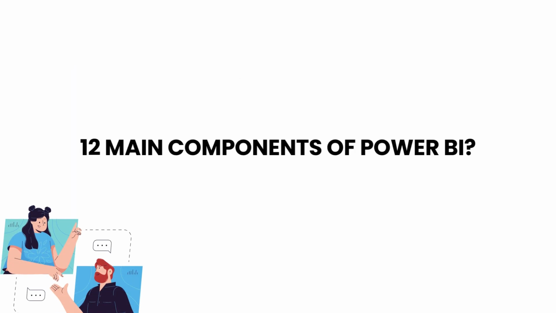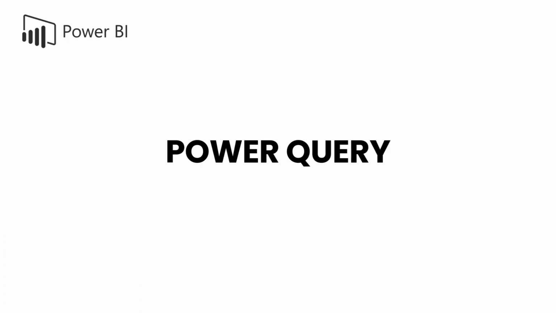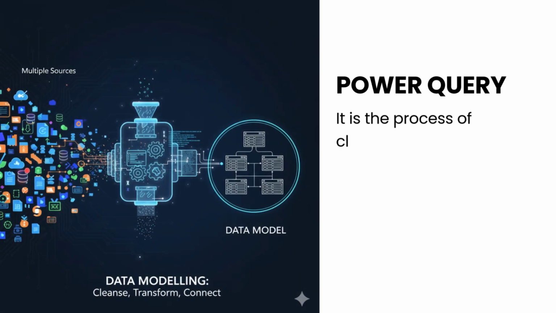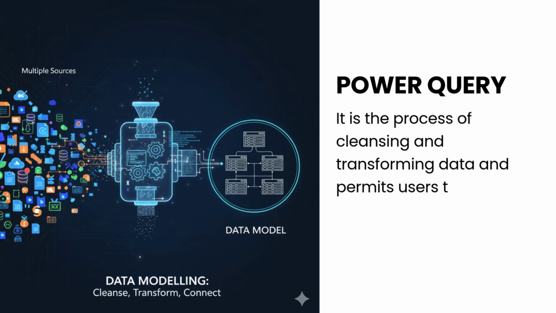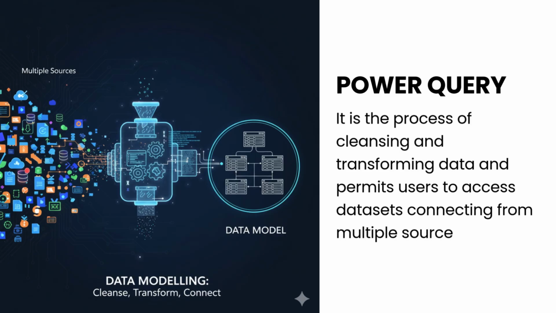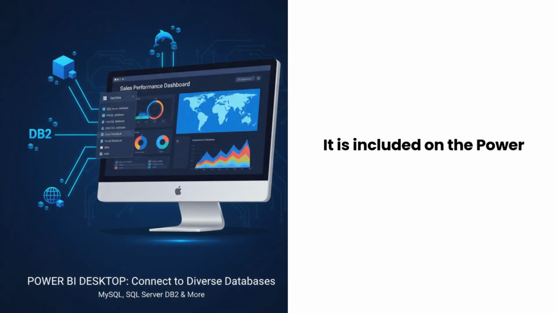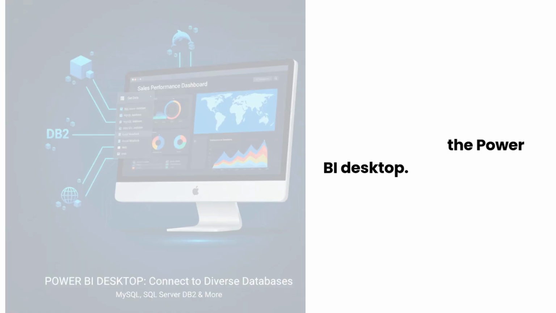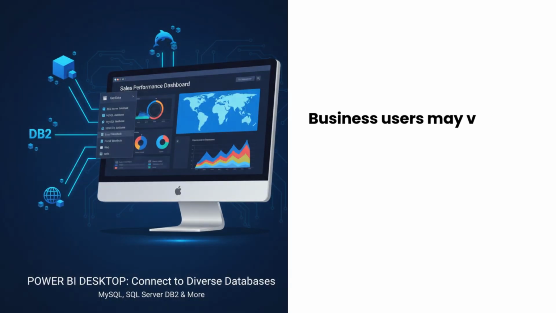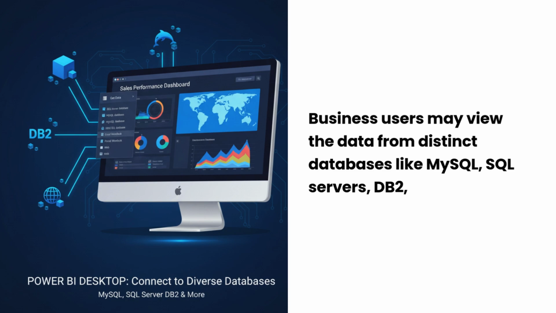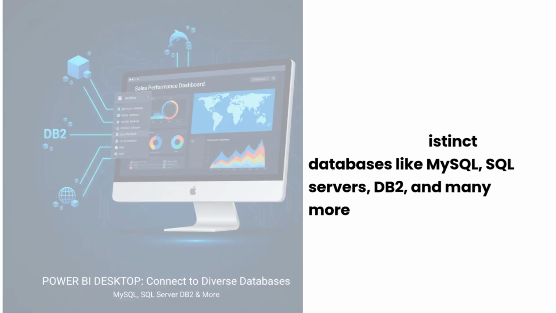12 main components of Power BI. Power Query. It is the process of cleansing and transforming data and permits users to access datasets connecting from multiple sources. It is included on the Power BI desktop. Business users may view the data from distinct databases like MySQL, SQL servers, DB2, and many more.